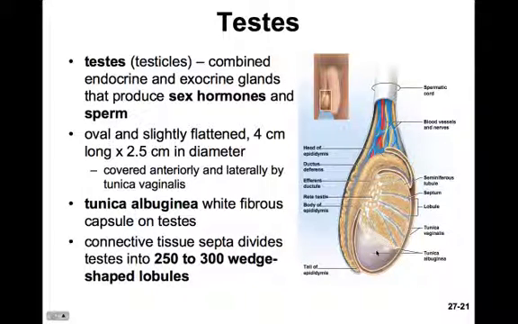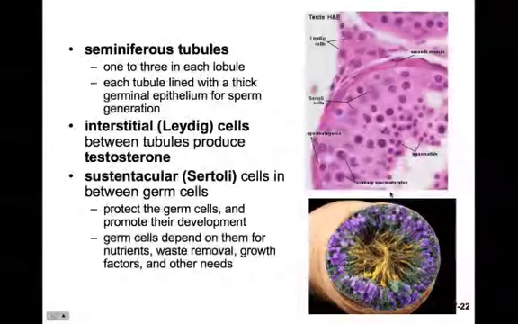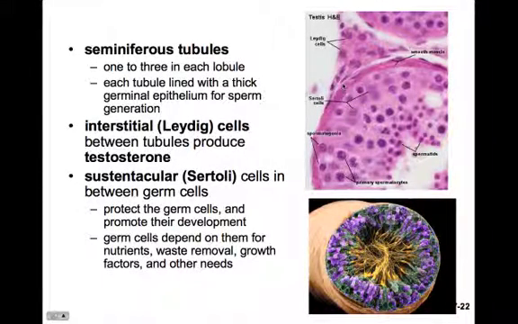The connective tissue septa is going to divide the testes into 250 or 300 different wedge-shaped lobules. Inside these lobules, we will see the seminiferous tubules. Let's take a closer look at seminiferous tubules. There's 1 to 3 of them in each lobule. They're very convoluted and lined with a thick germinal epithelium for sperm generation.